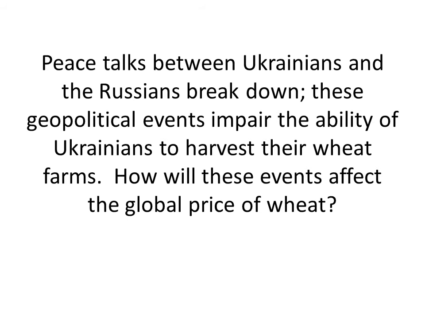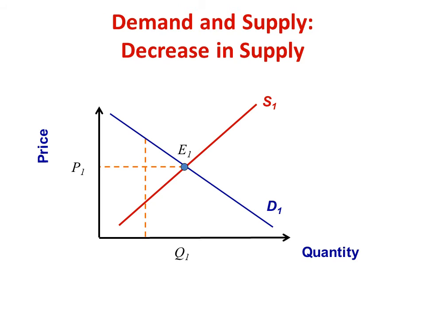So how will this event affect the global price of wheat? Well, in this case, we start off here at E1 with a certain price and quantity. And our non-price determinant will be number of sellers, because there's going to be fewer sellers globally if the Ukrainians cannot harvest all of their agricultural plants that have already been put into the ground. So a decrease in the number of sellers decreases supply.